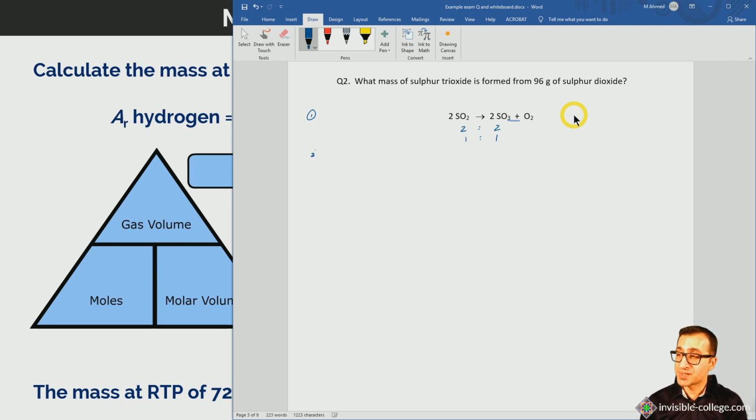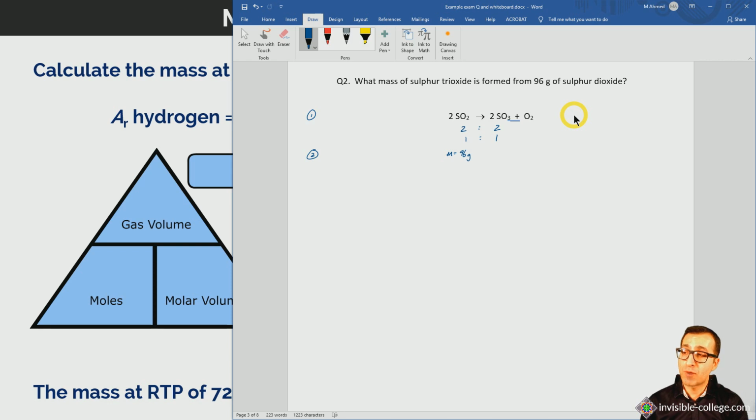Our second step is to calculate, for whichever one of these we have sufficient information for, the number of moles of one of these substances. So we're being told the mass of sulfur dioxide that we're starting with. We have a mass of 96 grams of sulfur dioxide, and if we know the relative formula mass of sulfur dioxide, we can work out the number of moles of sulfur dioxide and take care of the second step.